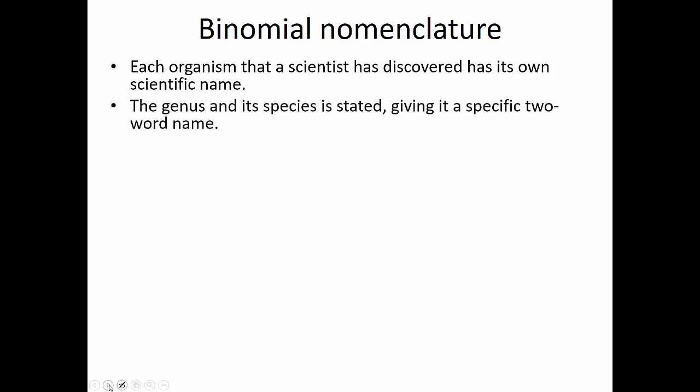The genus and its species is stated, giving it a specific two-word name. So out of all the parts of the classification system, it is the genus and the species that are most important in naming it, because that's the most specific. This is called the binomial nomenclature.